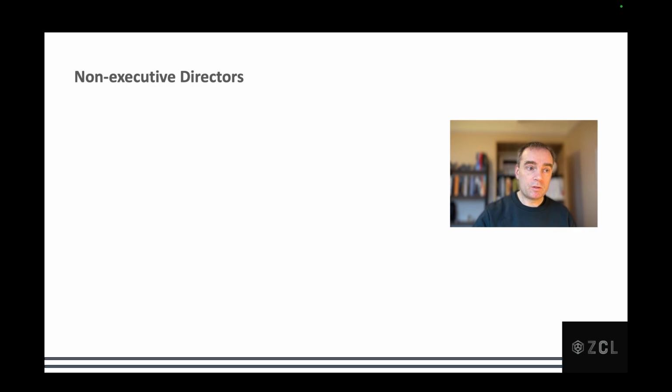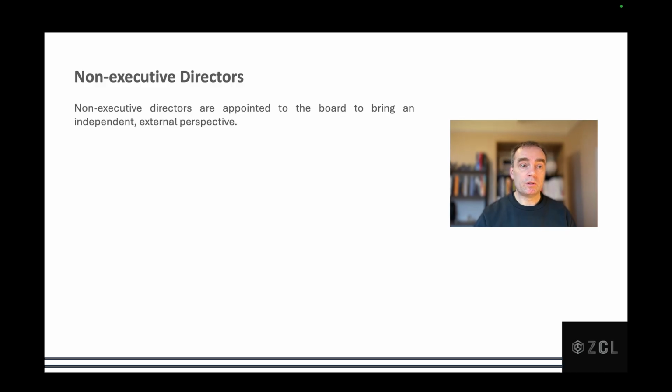Now, the non-executive directors that we find on the board are there to be independent and to provide an external perspective. When you are in the middle of things as an executive director, it can be difficult to look up, as it were, at the horizon and see the bigger picture because there are so many daily issues that you have to deal with. The non-exec director's role is to help the executive team to take a step back and look at the bigger picture and to provide an independent view as to what things might look like from the outside.